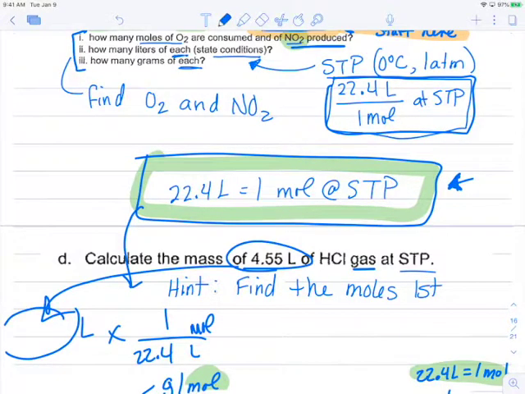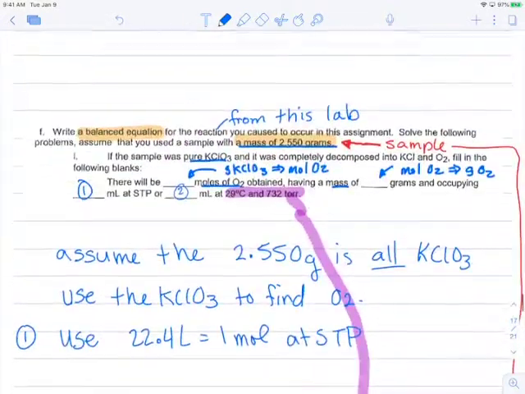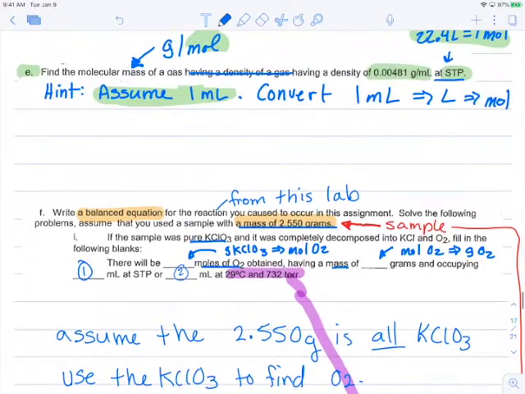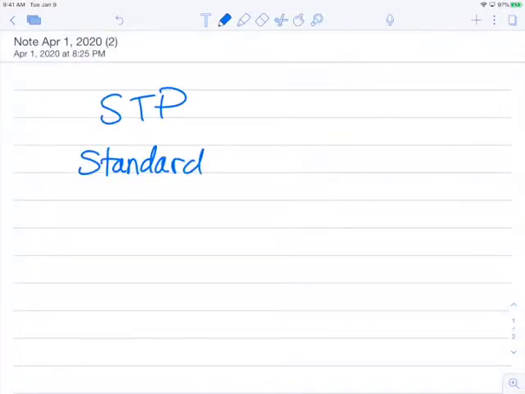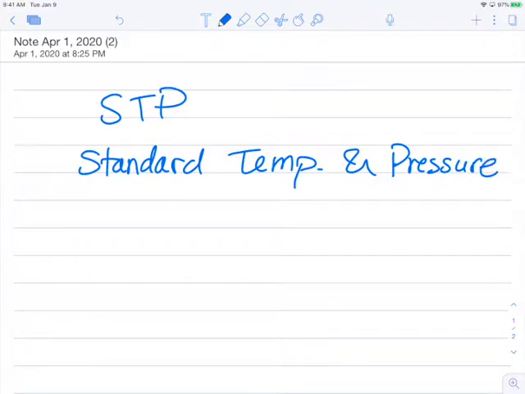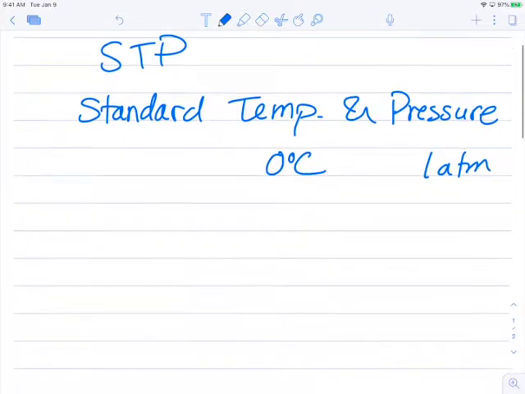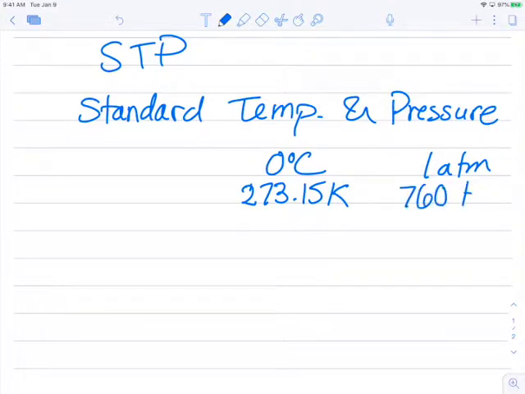Oh, STP, no problem. So STP, let's just grab a fresh page. STP is our standard temperature and pressure. So in class we said 0 degrees Celsius and 1 ATM, but for this lab we're going to be using it in Kelvin, so 273.15 Kelvin, and you'll use 760 torr.